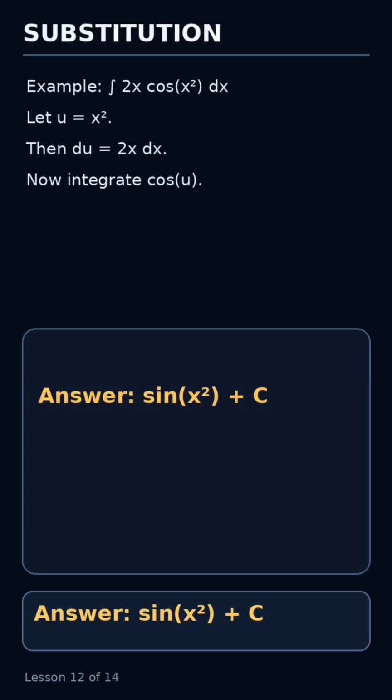So we make a substitution. Let u equal x squared, then du equals 2x dx, and the original integral becomes the integral of cosine u du. This is easy. The integral of cosine u is sine u plus c. Finally, replace u with x squared. So the answer is sine of x squared plus c. The key idea behind substitution is to change the variable to make the integral simpler.